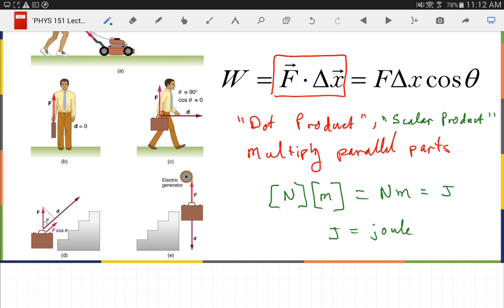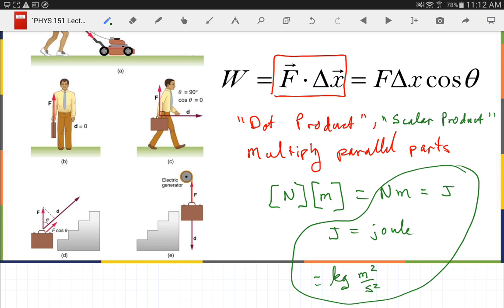So we have units of joules, or newtons times meters. Remember, a newton is a kilogram meter per second squared. So if you multiply newton times a meter, that's also a kilogram meter squared per second squared. So these are all the same units, the units for energy.